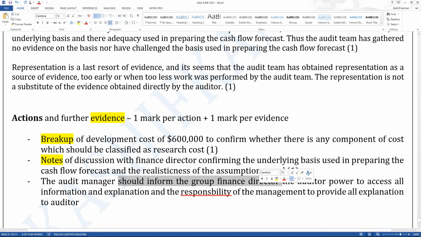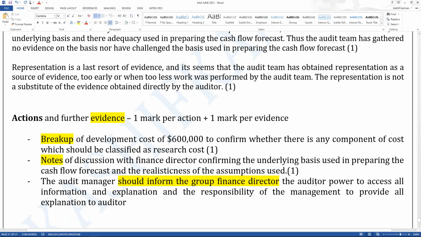Is that an action you are taking to resolve the problem? Right? And it's just a change of term, right? You say right, you say power. It's the power of the auditor, right? So I'm more comfortable with the words power of the auditor here, right?